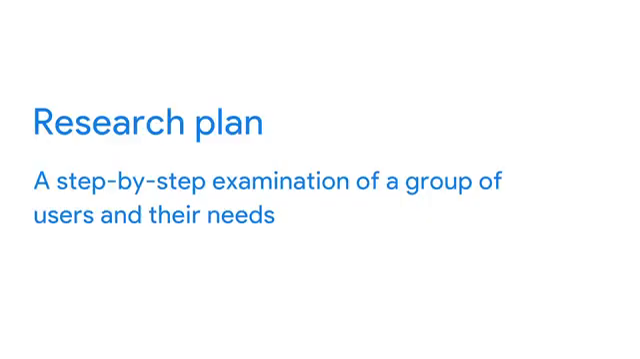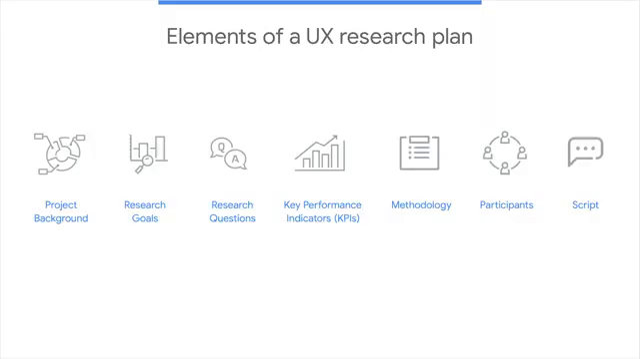We're ready to review the first step in a UX research study, planning the study. As a reminder, a research plan is a step-by-step examination of a group of users and their needs. A UX research plan is made up of 7 elements: the project background, the research goals, the detailed research questions, the key performance indicators or KPIs, the methodology, the participants, and the script for the questions you'll ask study participants.